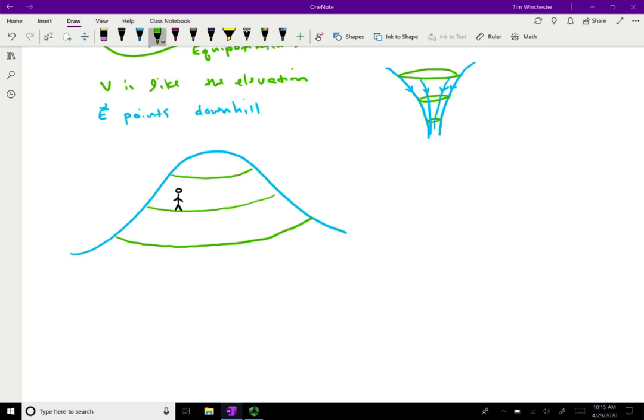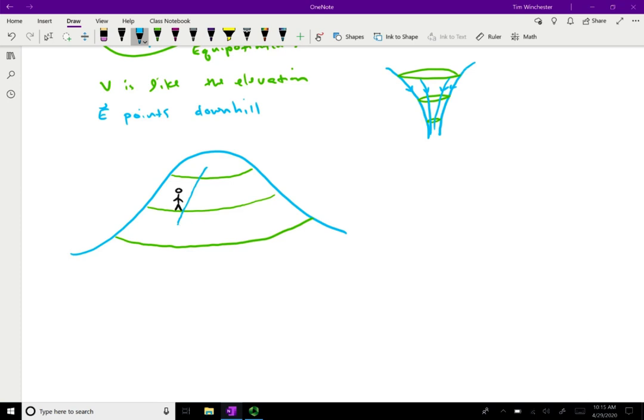If you look at that line and keep looking around the hill, what you'll find is that there's some direction perpendicular to that that points most steeply downhill. And opposite it, you can go most steeply uphill.